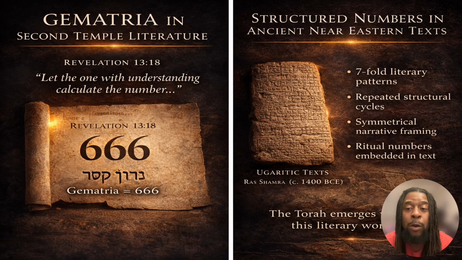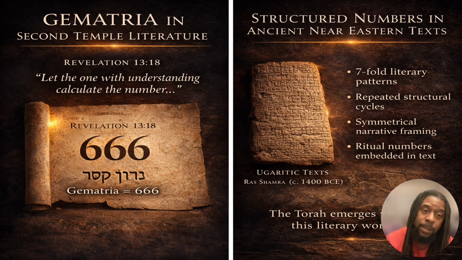This method of numerical interpretation did not disappear after the Torah either. In the book of Revelation, the author explicitly instructs the reader to calculate a number. Revelation 13:18 says, "Let the one with understanding calculate the number of the beast." The number given is 666. When the name Nero Caesar is written in Hebrew letters, Neron Qesar, the numerical value of those letters equals 666. This shows the early Jewish and Christian writers were familiar with numerical interpretation embedded in language itself. In other words, numerical interpretation was not foreign to biblical thought. It was part of the literary culture. Okay? Let us continue.